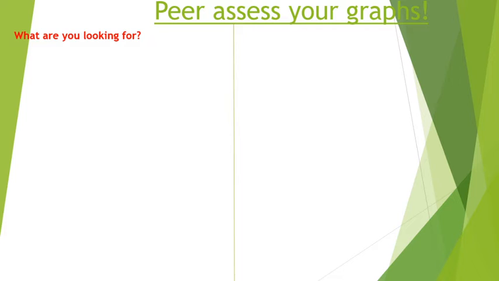Okie dokie. What I need from all of you is we're going to peer assess our graphs, so I need you to swap your graphs with someone else. Make sure you have access to a green and a blue pen. Right, I'm ready to go.